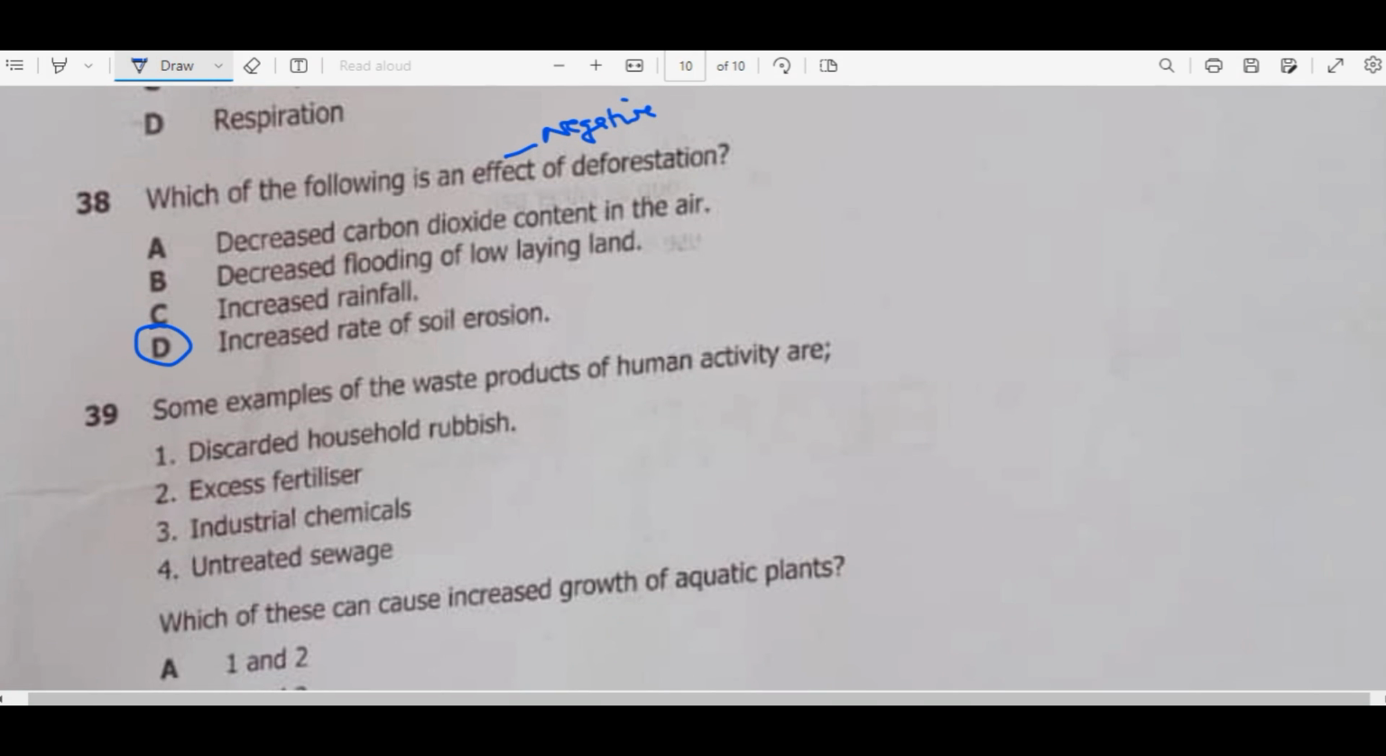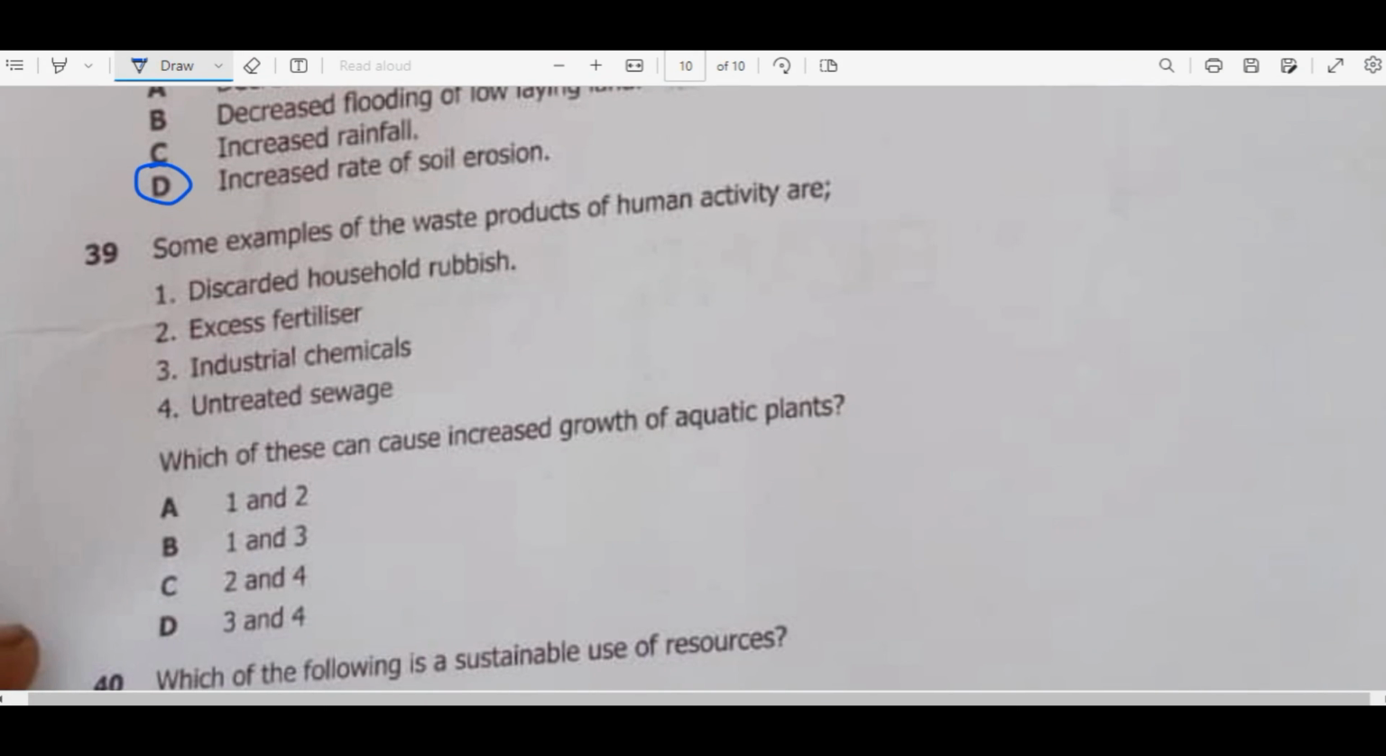Some examples of waste products of human activity are discarded household rubbish, excess fertilizer, industrial chemicals, and untreated sewage. Which of these can cause increased growth of aquatic plants? So aquatic plants, we are looking at those plants that grow in what? In water. So which cause increased growth of aquatic plants. Excess fertilizer can be the answer. And what else apart from that? Untreated sewage, yes. So those are the answers which can be given. So the answer here is C. And then let us move to question 40.